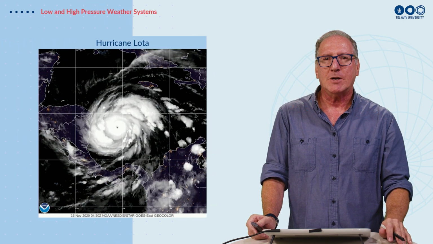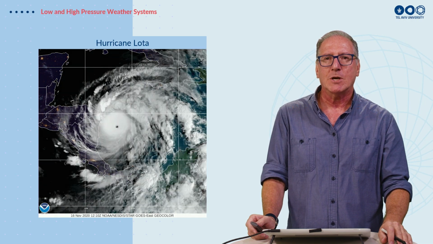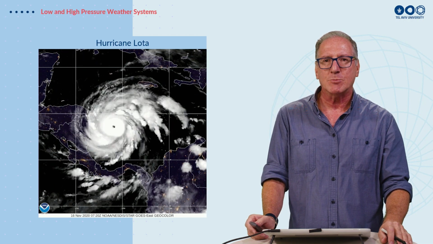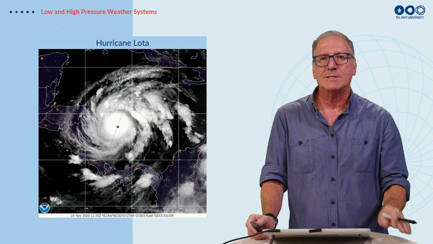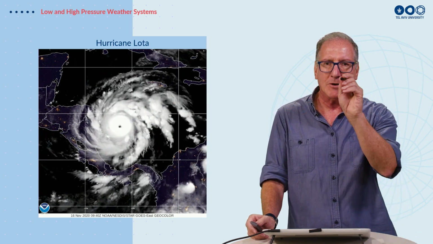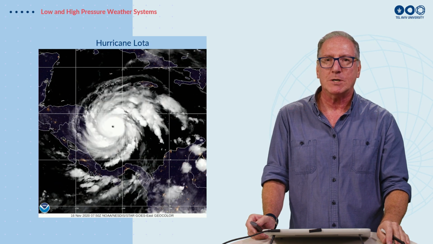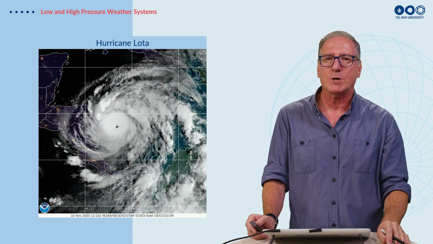And we can see this hurricane here, Hurricane Lotta, according to this animation with the clouds moving. And you can very clearly see that this is rotating anti-clockwise around the center. The eye of the storm, the little hole in the middle, that's where we have the lowest pressure in the storm. That's the center of our low pressure storm.